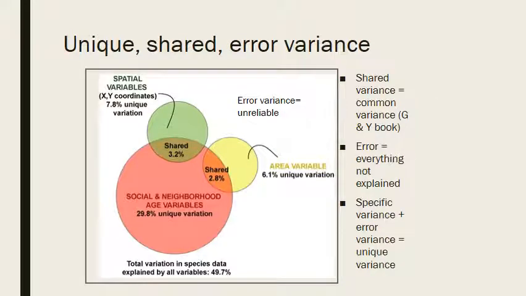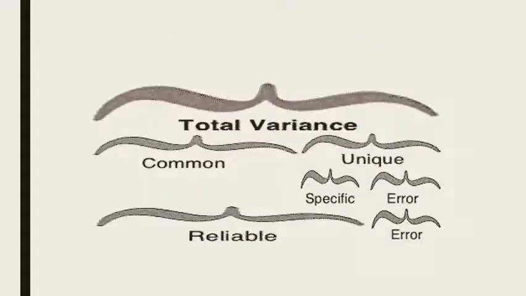Everything in color is reliable variance, right? Both unique and, both specific and common, and everything in white is error. So if you think about it that way, then you have reliable plus error. So don't get confused between unique and specific. I think that those terms sometimes will throw people off a little bit, so make sure you pay attention to how unique and specific are a little bit different from each other.